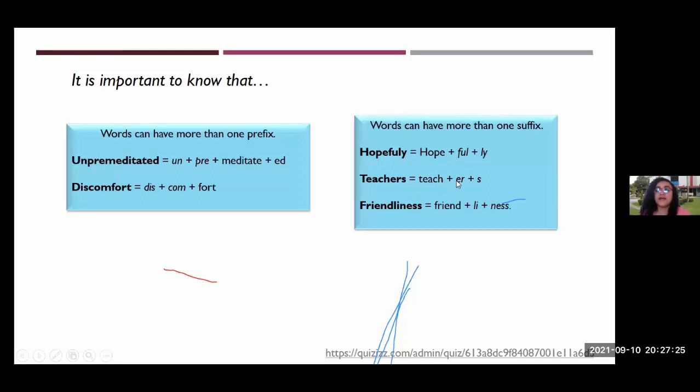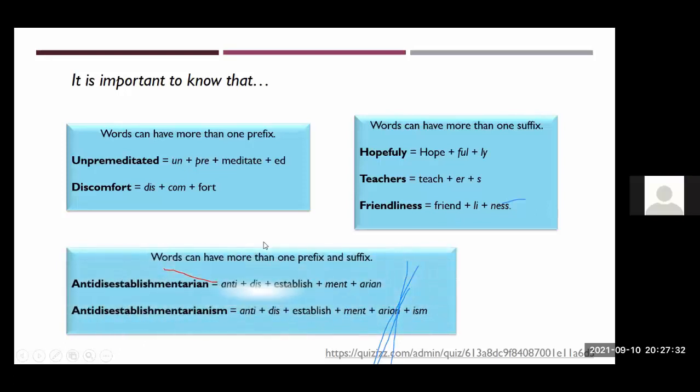Teacher, you add er and s, teachers. Friendliness. And the last option is that words can have more than one prefix and suffix. So they become very long words, like anti-disestablishmentarian or anti-disestablishmentarianism, right? So you can create very, very nice words coming from prefixes and suffixes.